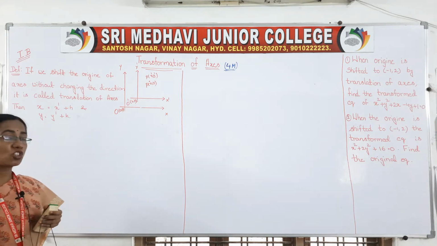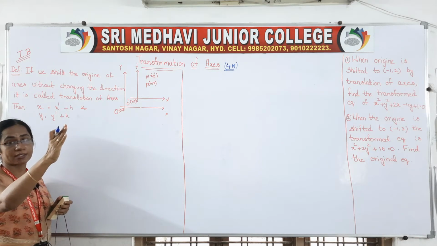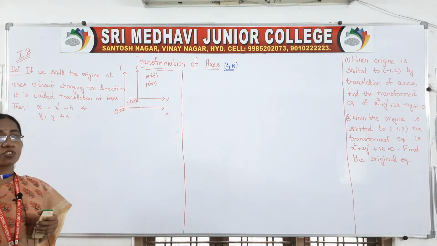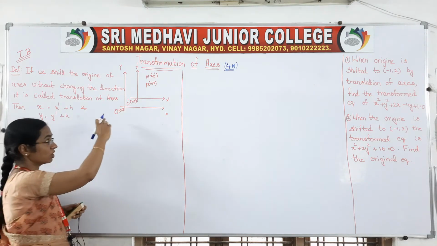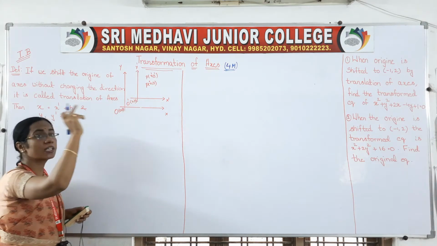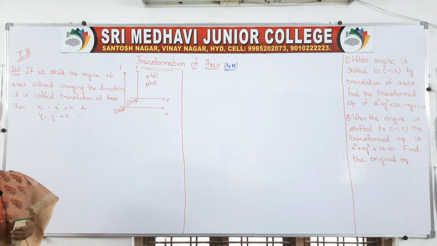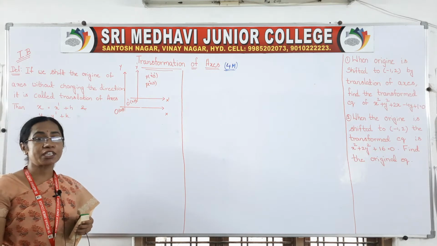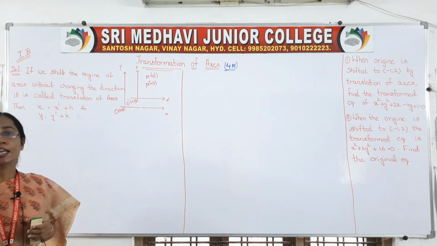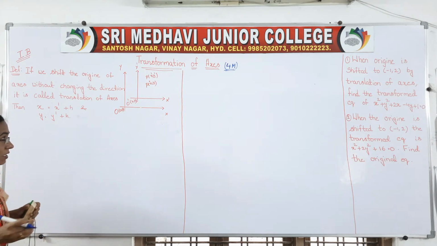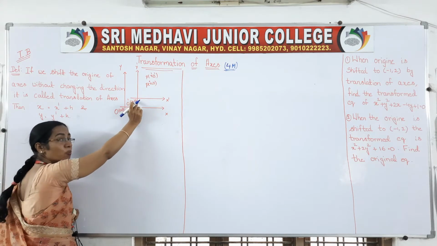Don't get confused. Chapter name is transformation of axis. Transformation of axis means change in the axis. Now I am saying we have two types of changes. First one is translation of axis, which happens if we shift the origin from one place to another place. Second type is rotation of axis. We will deal with that one in the next class. In today's class we are dealing with translation of axis. Translation means shifting the origin of the coordinate axis from one place to another place.